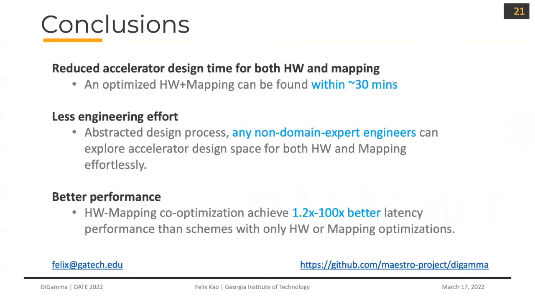Here's our conclusion. In DiGamma, we reduce accelerator design time for both hardware and mapping. Searching for the hardware plus mapping configuration can be completed within 30 minutes. And then we reduce engineering effort by abstracting the design process. Now any non-domain-expert engineer can play with the tool and search for the optimal hardware configuration. We have shown that by co-optimizing hardware and mapping, we can achieve 1.2 to 100 times better latency performance compared to others.